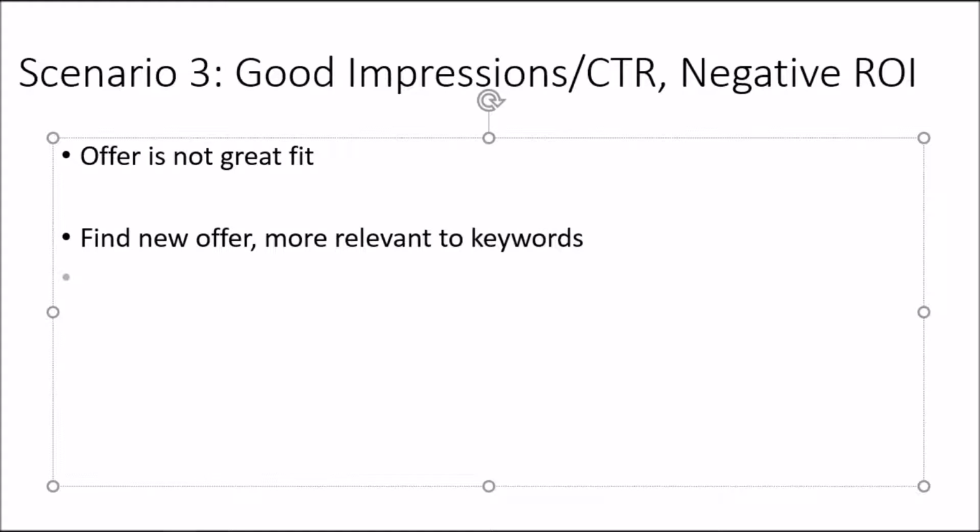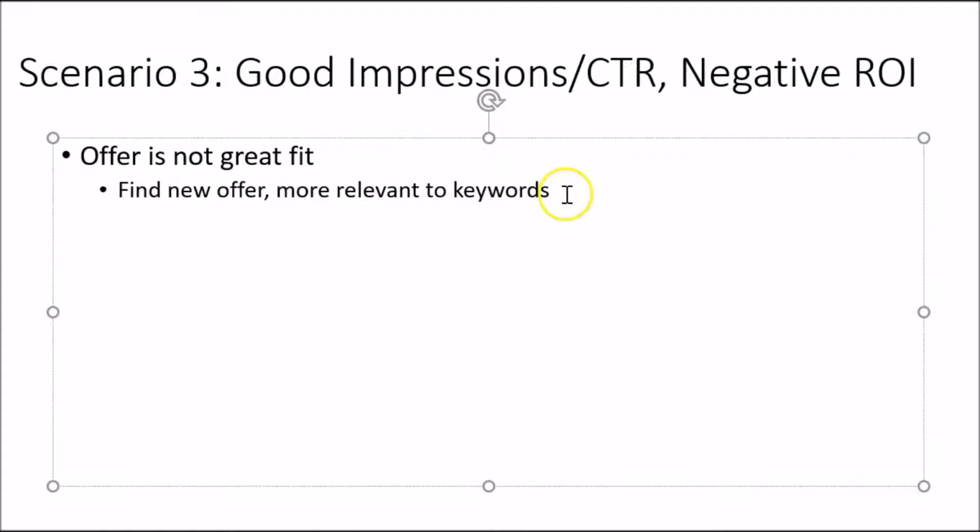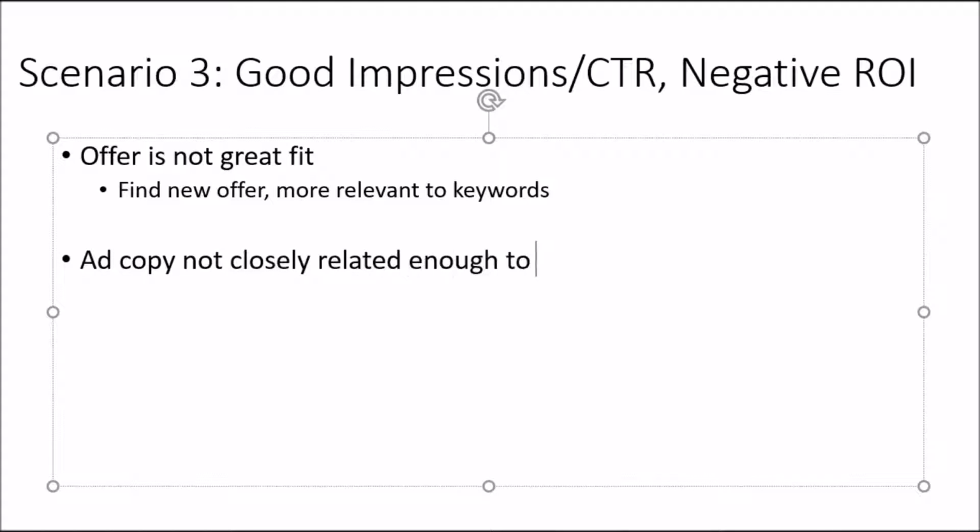Another thing that it could be is ad copy not closely related enough to the offer. Change ad copy to be more closely related. An example of this could be if it's a make money online ad and it goes to a survey offer, they weren't expecting a survey specifically, so that could be not closely related. So that's something to consider.